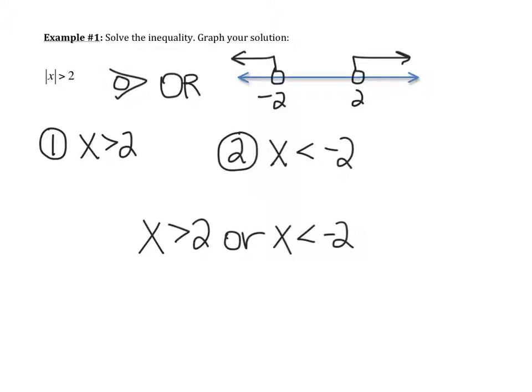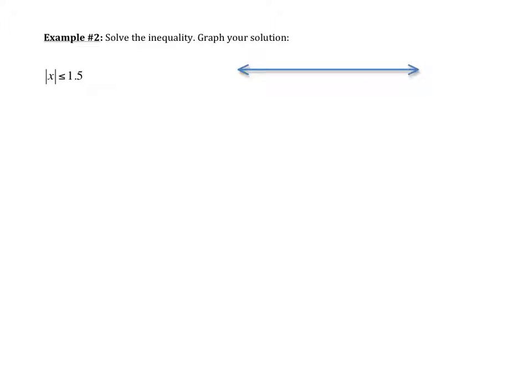So once again, this is how I would set up and solve an "or" situation for an absolute value inequality problem. Now let's look at an "and" situation. Here's example number 2: solve the inequality, graph your solution.